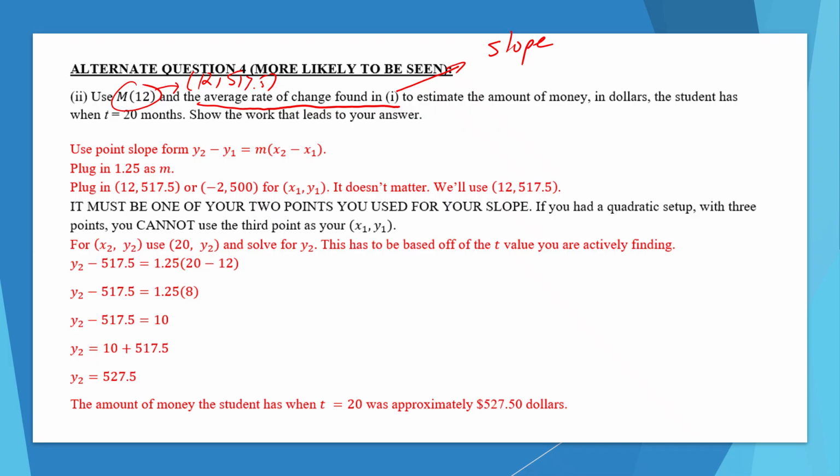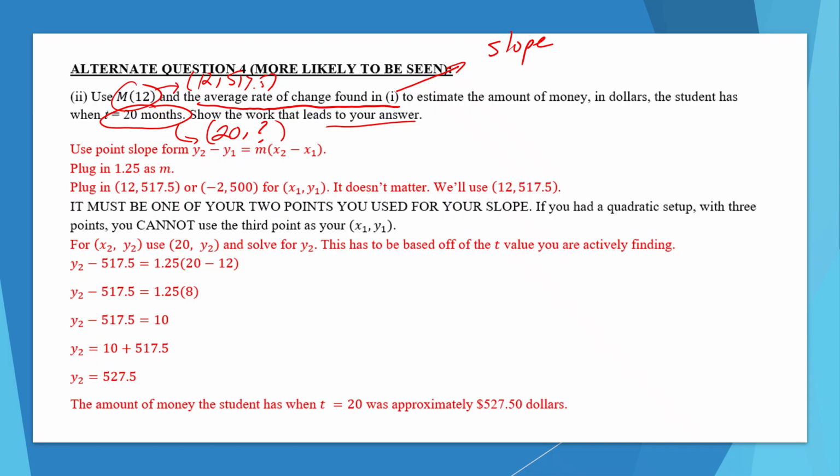And we want to use both of those things to estimate the amount of money, in dollars, that the student has when t equals 20 months. So we want to know, what is our y coordinate when t equals 20? And then we want to show our work that leads to our answer, which means that we can't really just use Desmos. We can use Desmos as a calculator, but we can't use Desmos to just find the answer without showing any work, because then it will be marked wrong. So I know some of you guys know how to do this, but you do need to show your work for this question on the semester summative.